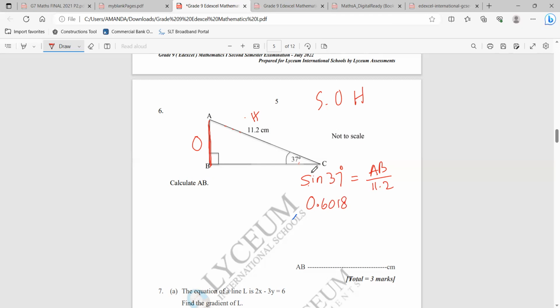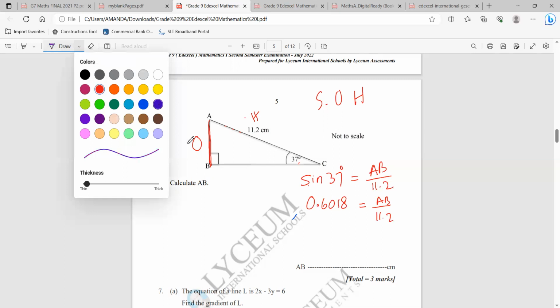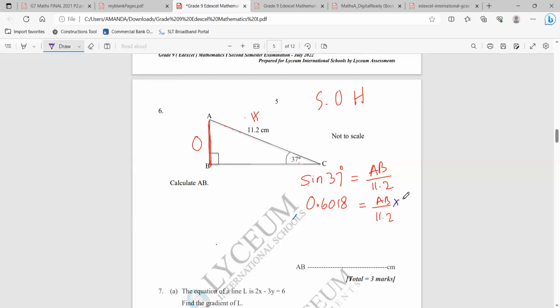So that's sine 37. I know you know how to use your calculator to find that sine 37. Then this is AB divided by 11.2. Now from here, what do you do? Then equation. So I need to move 11.2. To move 11.2, I'm going to multiply both sides by 11.2. If you do something to the right hand side, you have to do the same to the left hand side.